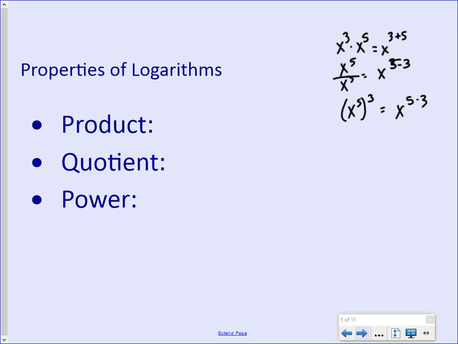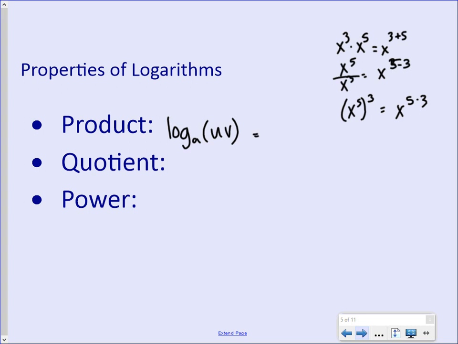So my product property says the log base a of u times v. And I'm using the same letters that the pre-calculus textbooks use. If you did this last year in Algebra 2, you probably used x and y instead of u and v.